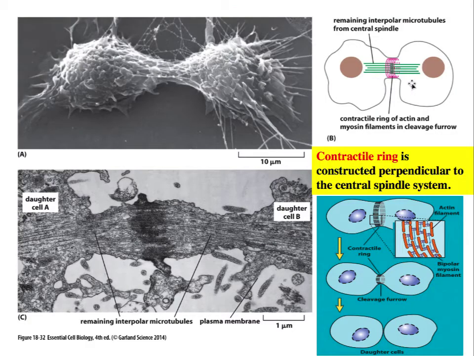How does the contractile ring know where to form and where the equator of the cell is? Well, as the spindle fibers begin to break down, the microtubules, they leave behind a small remnant between the two poles, and that remnant is used to locate the center of the cell, and that dictates where the cleavage furrow will form and the deposition of the actin and the myosin.